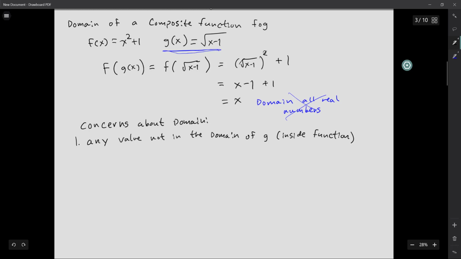That's how I set it up in this problem up here. I had g on the inside. So there's my inside. If I can't plug in a number on the inside, then I can't get a result from that number, and so it can't be in the domain of the whole function. So any value not in the domain of g, or the inside function, must be excluded.